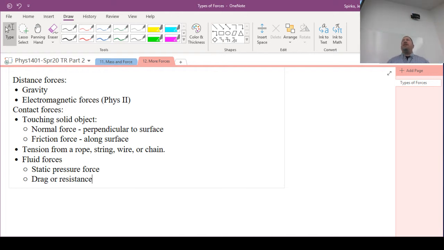There's also the possibility of a drag force or a resistance force. So you can feel this force against your hand. If you stick your hand out the window of a moving car, you can feel the wind pushing your hand backwards. Now, that being said, I do not recommend sticking your hand out the window of a moving car.